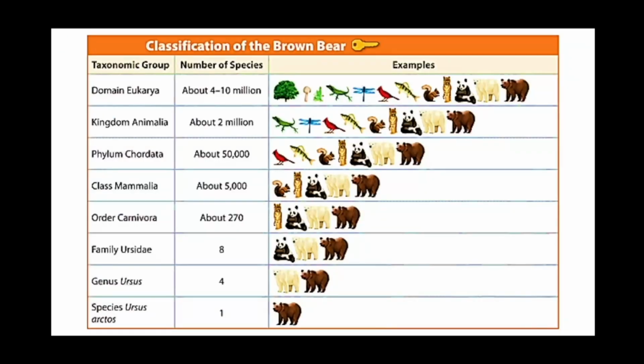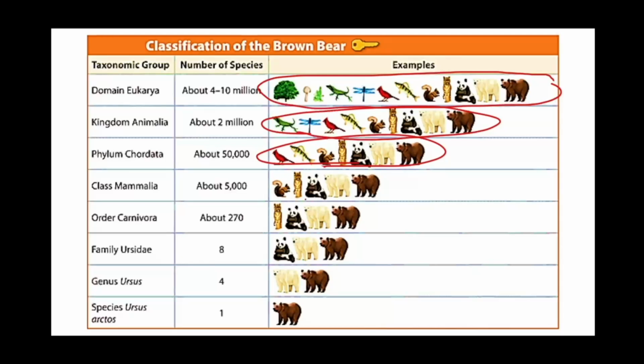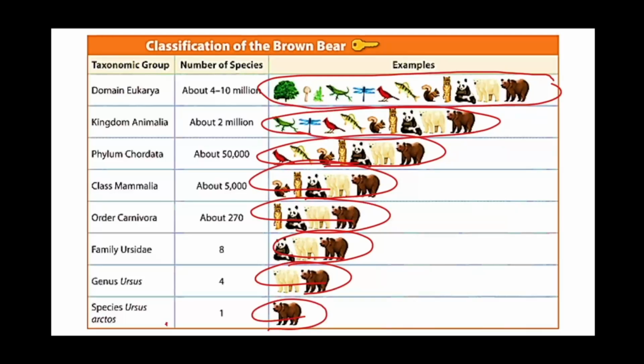And then here's a visual of what that looks like, right? Eukaryotes, all eukaryotes. But then we can narrow that down into just the animals, then chordata, and then the mammals, carnivores. Then we keep going until we get to the genus, species, one specific species.